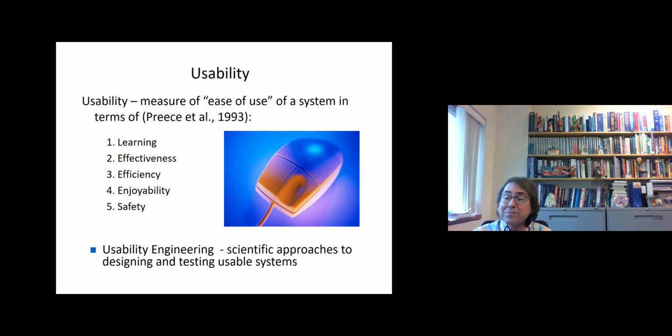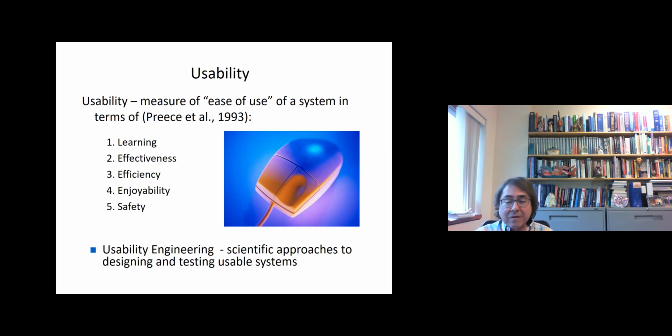Enjoyability we'll talk a bit about today, or lack of, in the case of many applications. Is it enjoyable to use or not? Very similar to usability questionnaires about satisfaction, perception. And last but not least, safety.